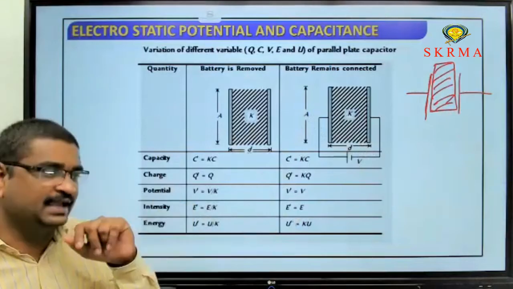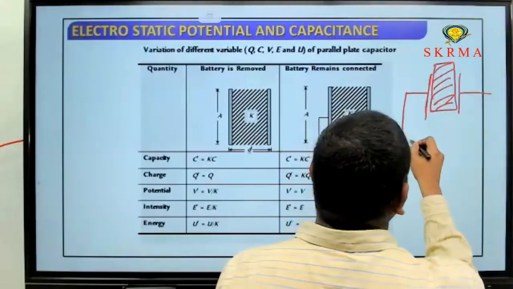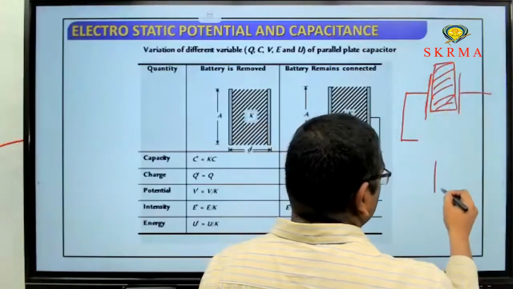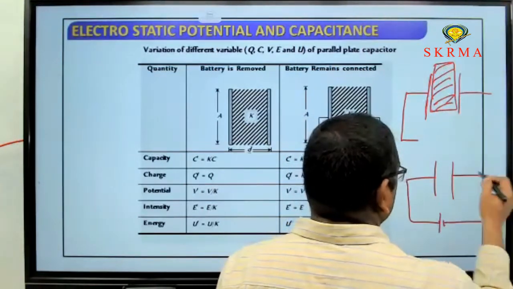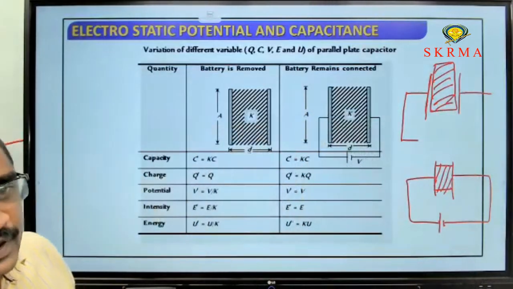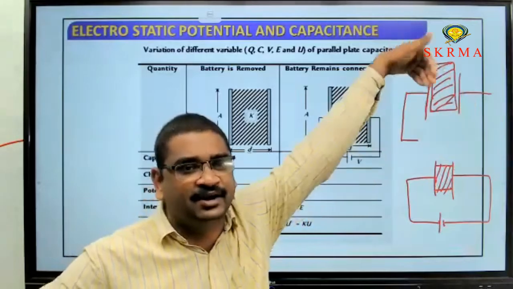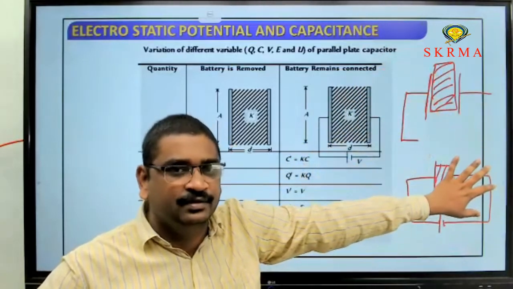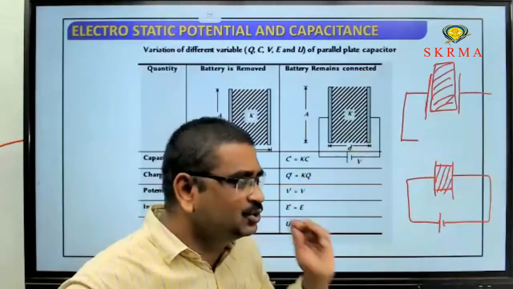For that, two different cases are there. In the first case, the battery is removed. Without the battery, I am introducing that dielectric. In the next case, the battery is connected to the capacitor and I am introducing that dielectric medium. So one capacitor arrangement is there: in the first case, without a battery, I introduce a dielectric medium; in the second case, the battery is connected and I introduce a dielectric medium. So these are the two cases.